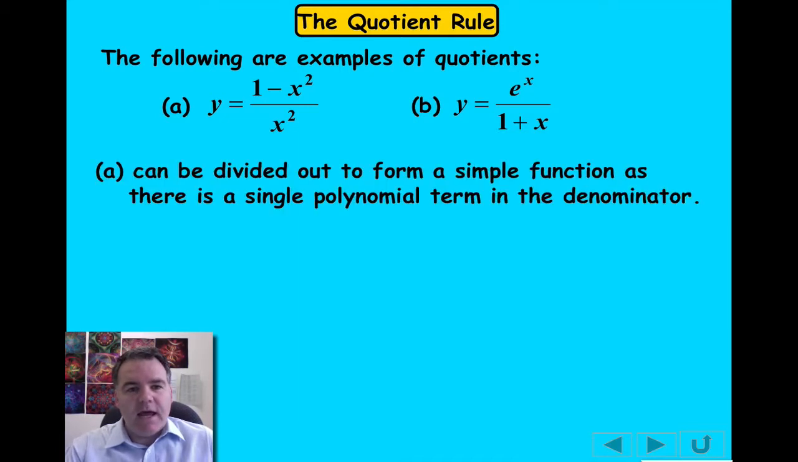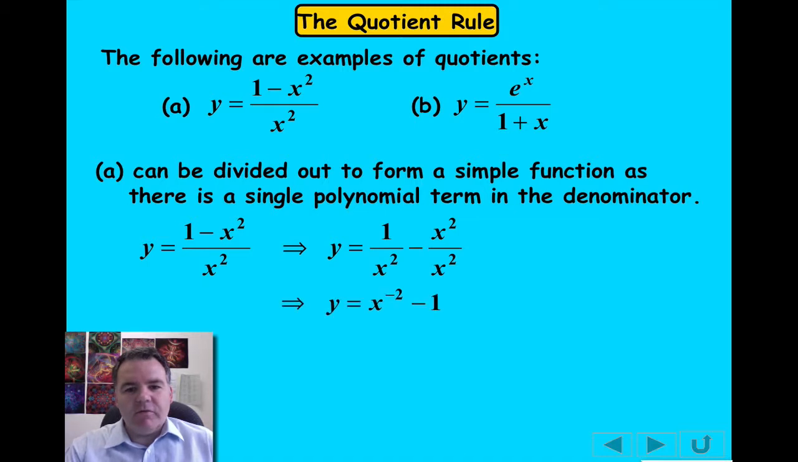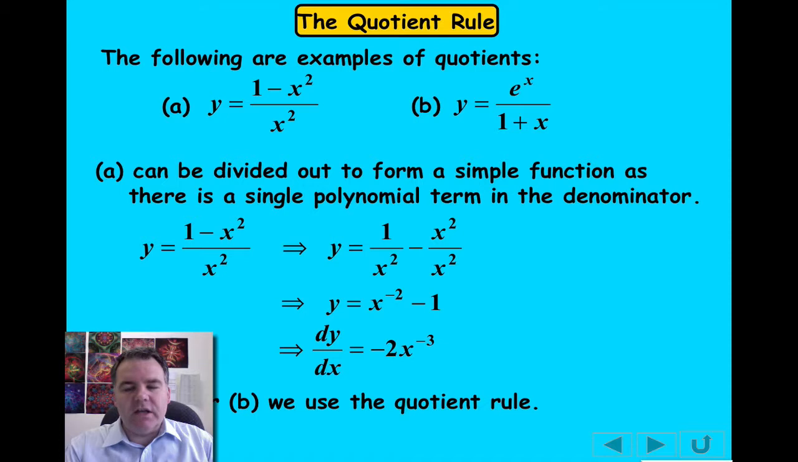If we look at part A, we can just divide each term there by x squared. So we have 1 over x squared minus x squared over x squared, which simplifies to x to the minus 2, minus 1. Now we can just differentiate each term and get that answer there, negative 2x to the minus 3. So that's simple to do. We don't need any special rules, we just divide by each term. However, part B, we're going to need a special rule called the quotient rule.